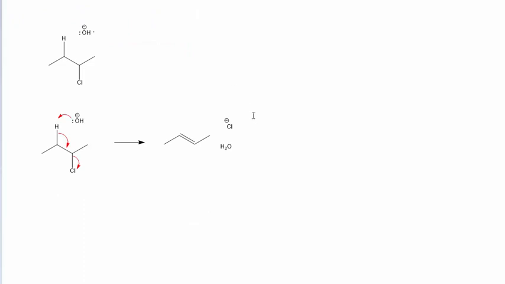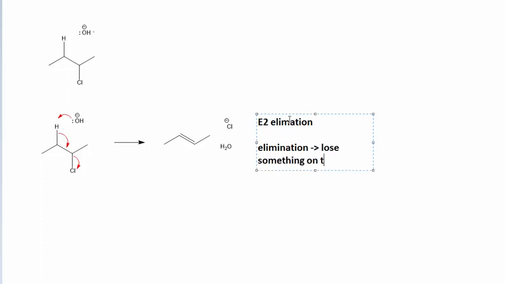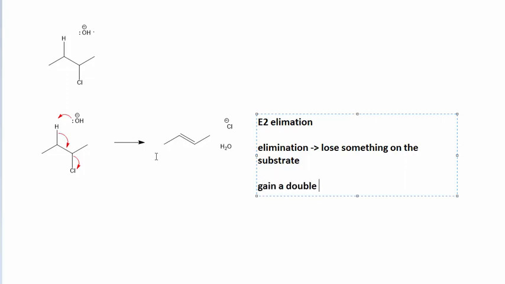So first, again, this is called an E2 elimination, and in an elimination, well, let me spell that right first, you lose something on the substrate. Whenever we use the word substrate, we're really referring to this organic molecule over here, our reagent. So this is the substrate, it's also the electrophile. And we are losing a hydrogen, and we're also going to be losing this chlorine over here. And in this case, we gain a double bond. Okay, so that's what we mean by elimination.